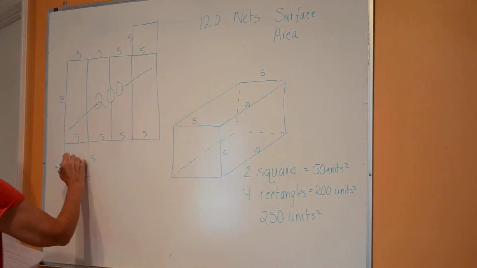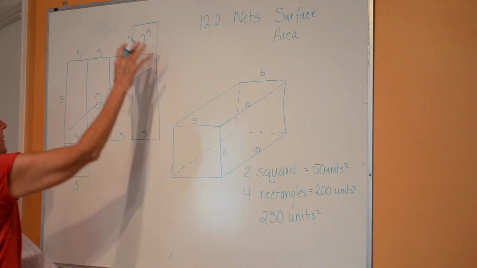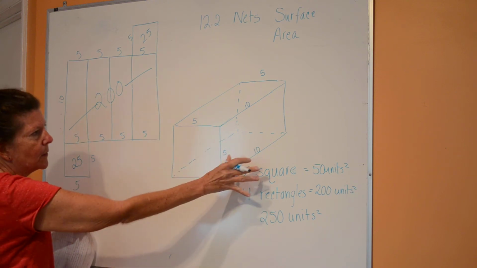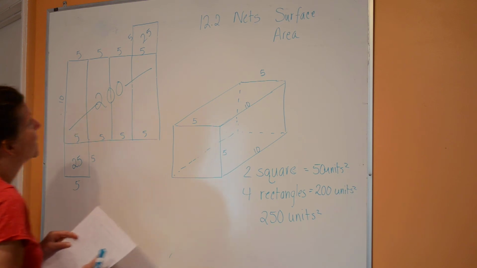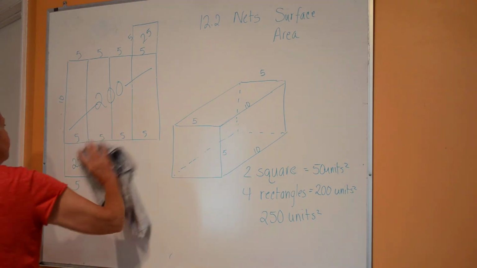Okay? Then this is 25, and this is 25, because they're 5 times 5. So that gives me 250, which is the same as what I got that way. It just depends on which way you see it better or which way you can unfold it. Like I said, most of the time I will do it this way, just trying to picture the three-dimensional figure in what I have. So let's do another one.